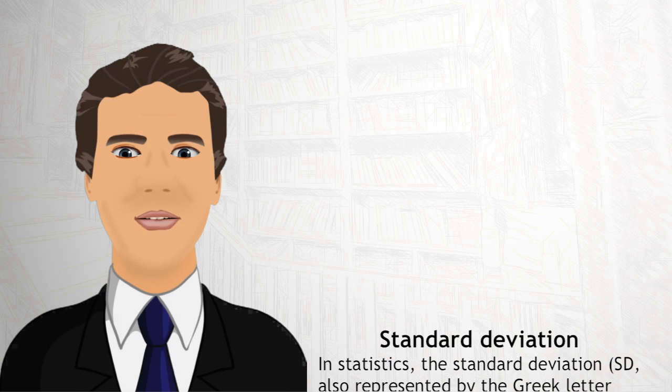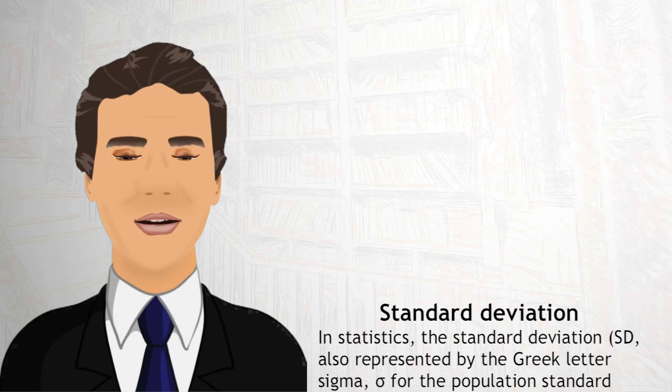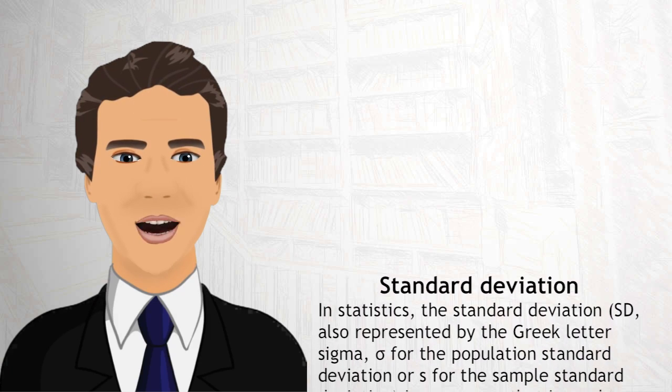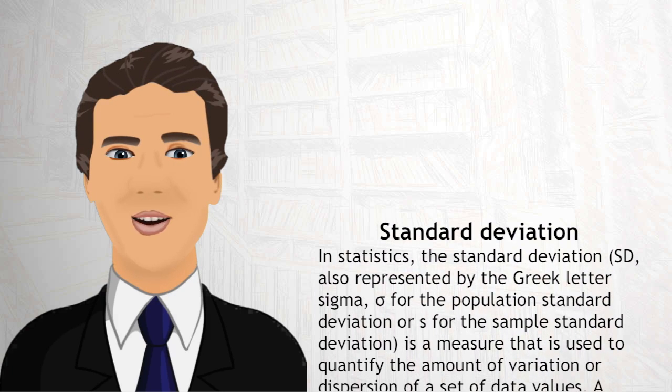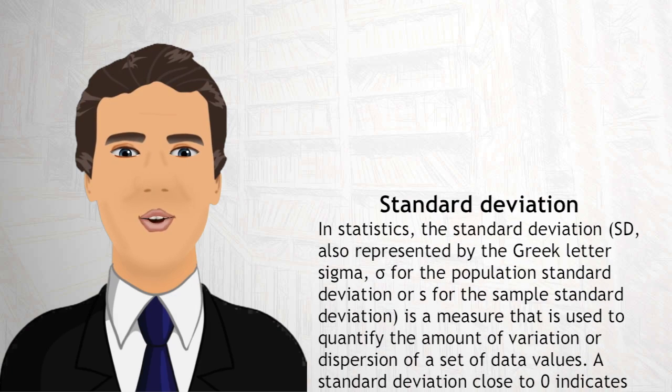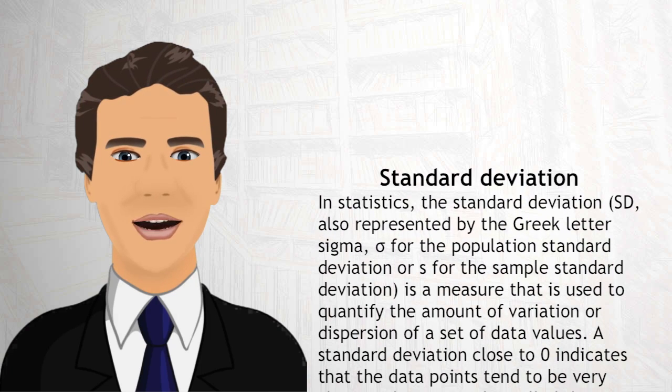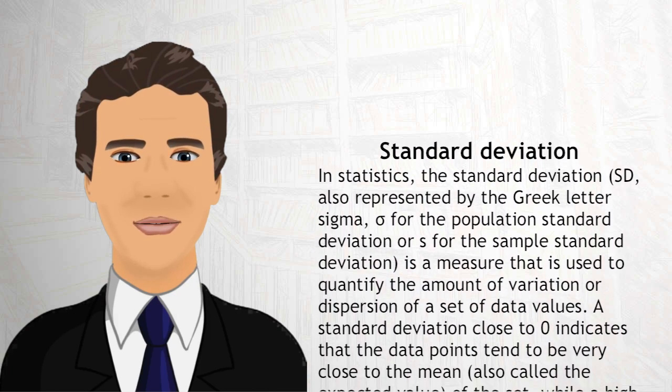In statistics, the standard deviation (SD), also represented by the Greek letter sigma for the population standard deviation or S for the sample standard deviation, is a measure that is used to quantify the amount of variation or dispersion of a set of data values.